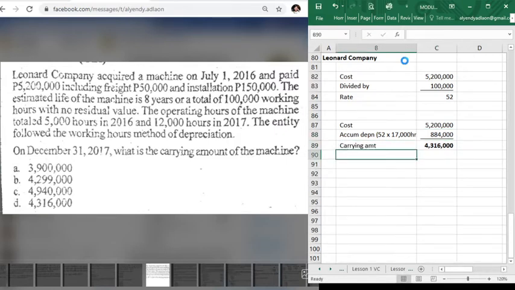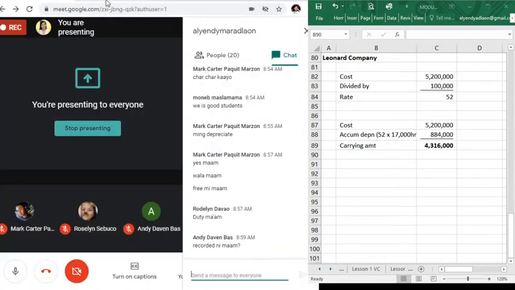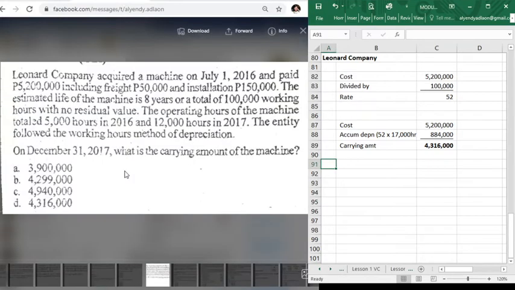Okay, so 'di ba mas dali na pud siya. Dali ra gihapon, 'di ba? Wala siya problema ang depreciation. Okay, now let's proceed to the next problem.